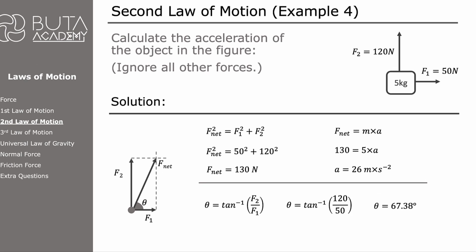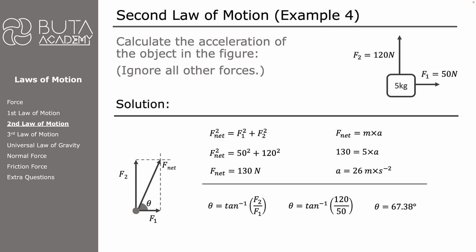So final answer for this question is that the magnitude of the acceleration is 26 meters per second square and its direction is 67.38 degrees. As a summary, in this video we have defined the second law of motion and then solved some examples to solidify the newly gained knowledge. In the next part of this video series, we will state the third law of motion and solve some multiple choice questions related to the topic.